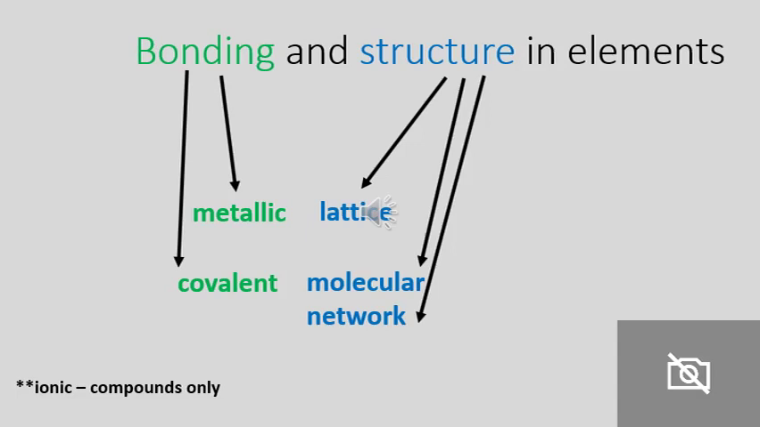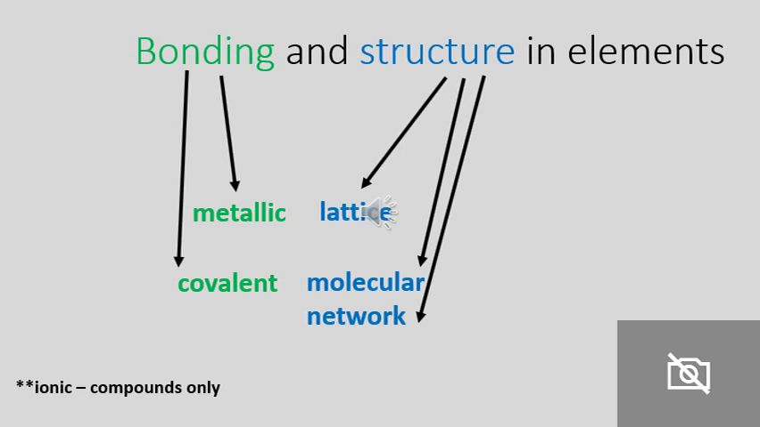Okay, so bonding and structure in elements. First of all, it might be worth clarifying exactly what we mean by these two different words. Bonding is all about different ways in which atoms can stick together, the different explanations that we have for how the separate atoms of an element can join together. Structure is more about the bigger picture, and once atoms have joined together, what does the broader structure look like? Hopefully that'll be clear in the next couple of slides.